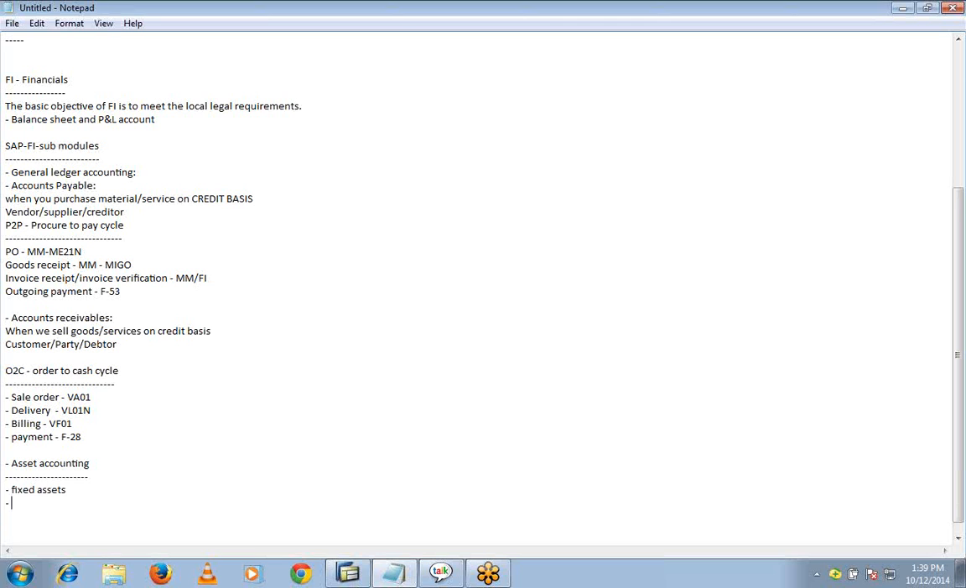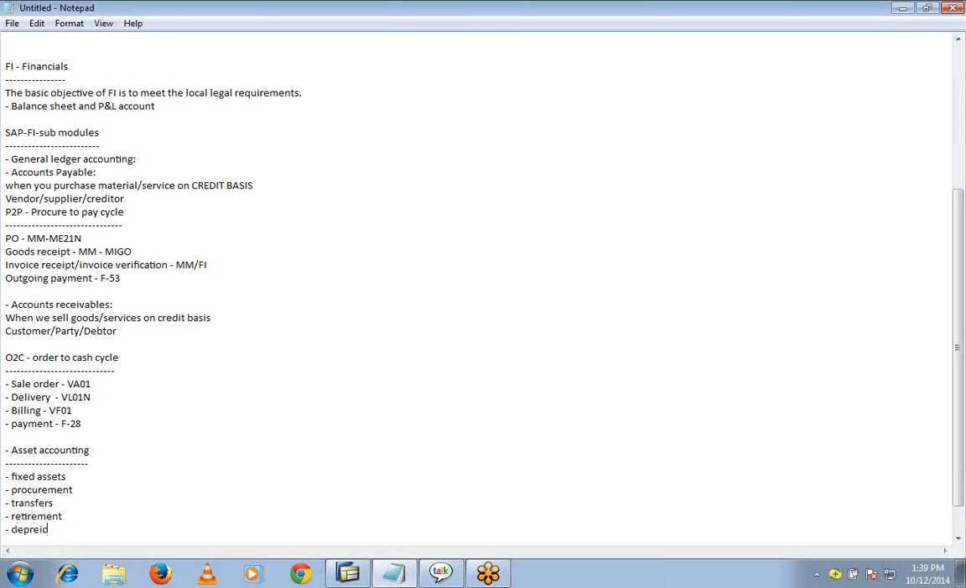What are we going to see in asset accounting? We are going to see how to procure an asset, transfers, retirement, how you are going to sell your asset, and depreciation. These are the specific things that we are going to look at in asset accounting. I repeat, asset accounting covers only fixed assets in SAP. It does not cover current assets.